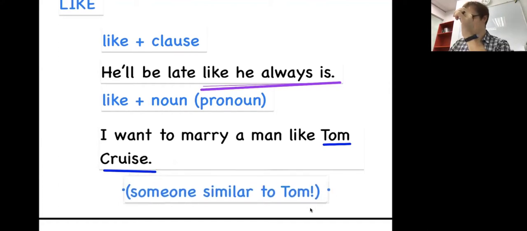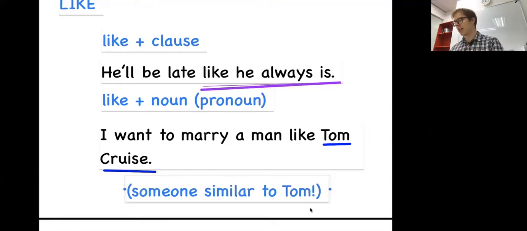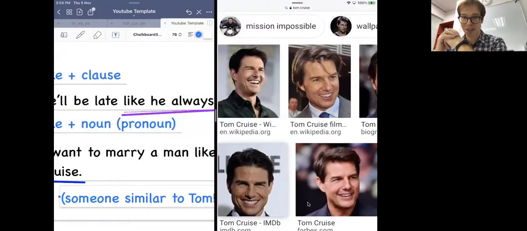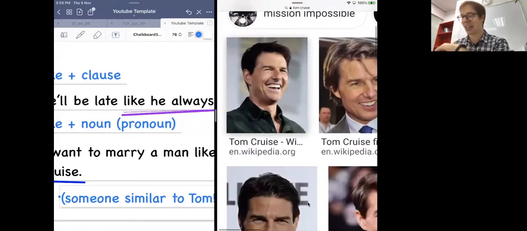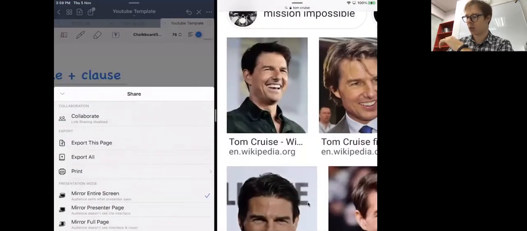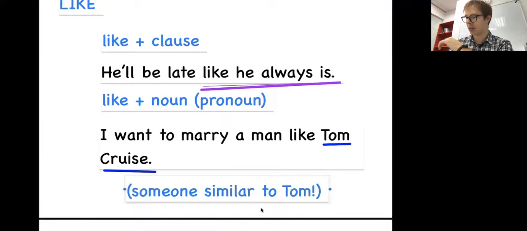My buddy Tom. So your job, what you want to do, you want to find somebody like Tom or similar to Tom Cruise. For those of you who don't know my buddy Tom, he's very, very famous. He's in Mission Impossible. This is Tom Cruise. So maybe you want to marry somebody who looks like Tom Cruise, or who is like Tom Cruise, right? The idea of them being similar, someone who is indeed similar to Tom Cruise. Okay, so that's our rule, the similar one or the similar way.